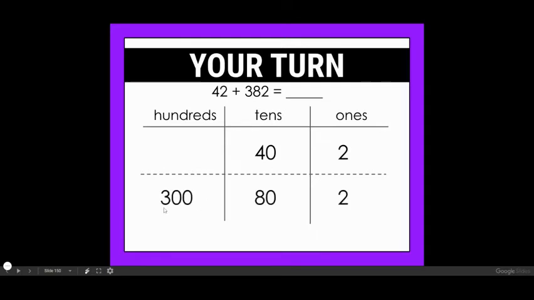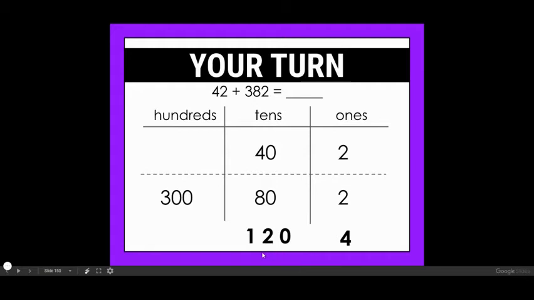All right, did you add in 300 in the hundreds, 80 in the tens, and 2 in the ones? Okay, our first step now is to combine our ones. 2 plus 2 is equal to 4. Now I need to move to my tens. So I have 80 plus 40. What I like to do is think of this as 8 tens plus 4 tens. So 8 plus 4 is 12, but it's 12 tens. And we know from our place value practice earlier this week that 12 tens is 120.